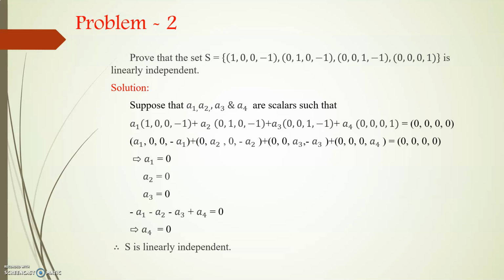In the previous problem, all the scalars were not equal to 0, therefore that problem is linearly dependent. In this one, all the scalar values are equal to 0, therefore the given vectors are linearly independent. Shall we go to the next problem?